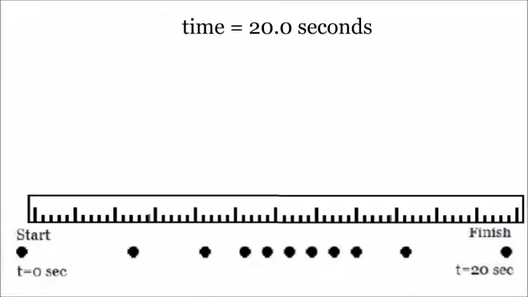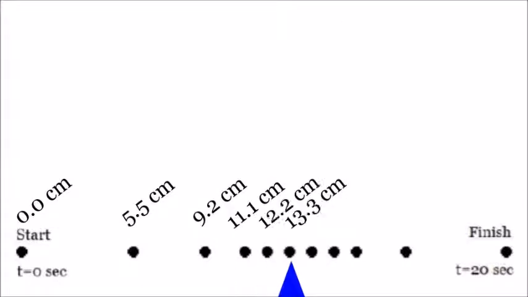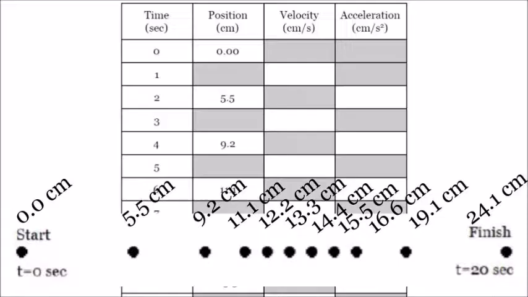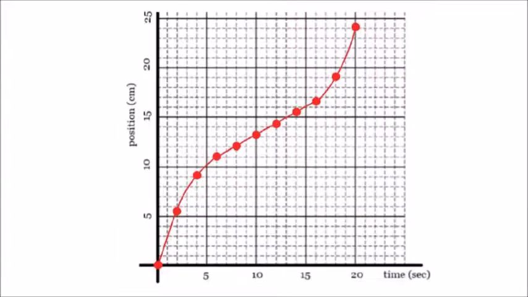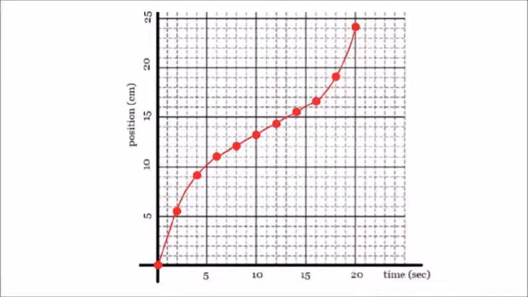So I took out a ruler and measured some locations, 11 of them, for this 20-second trip. But that was just the beginning. I put the data into a table and then sketched a quick graph, slowing down at the beginning, speeding up at the end, moving in the same positive direction for the full 20 seconds.